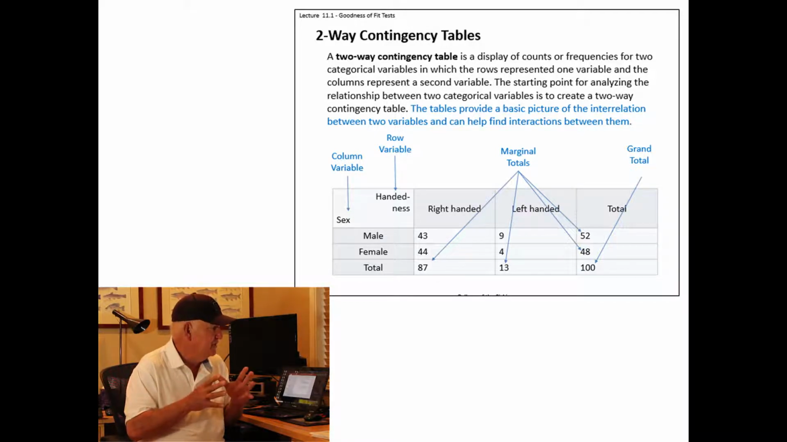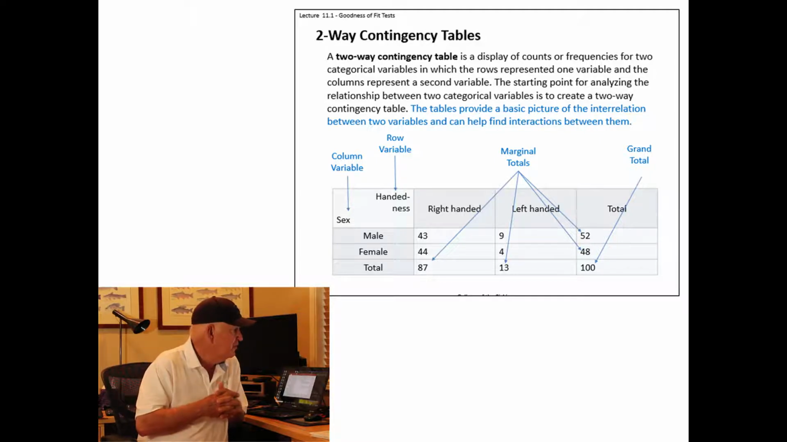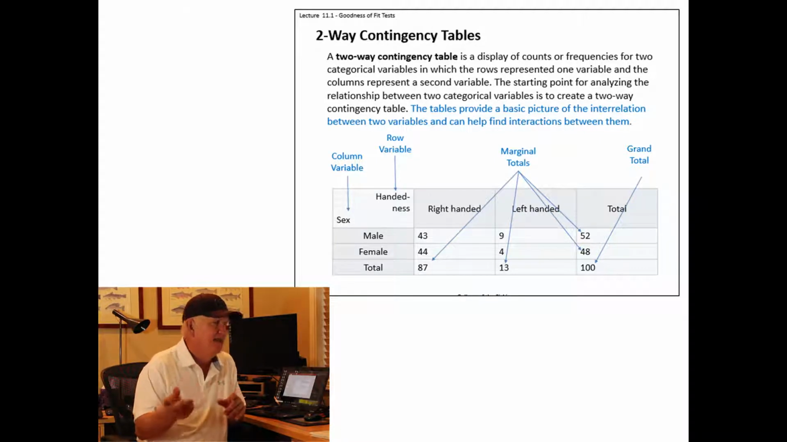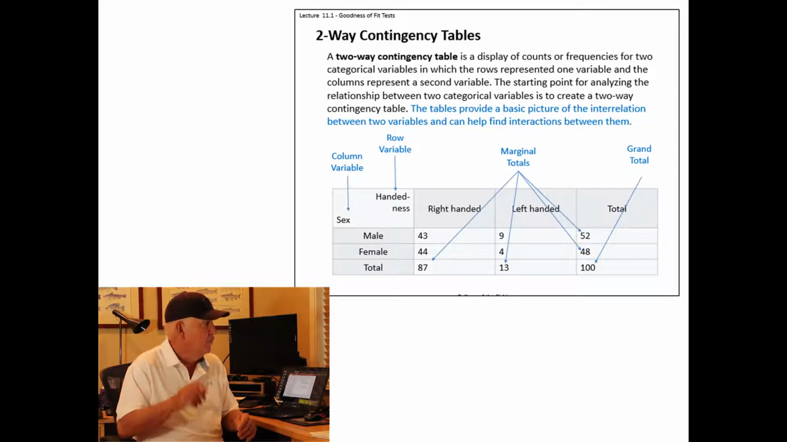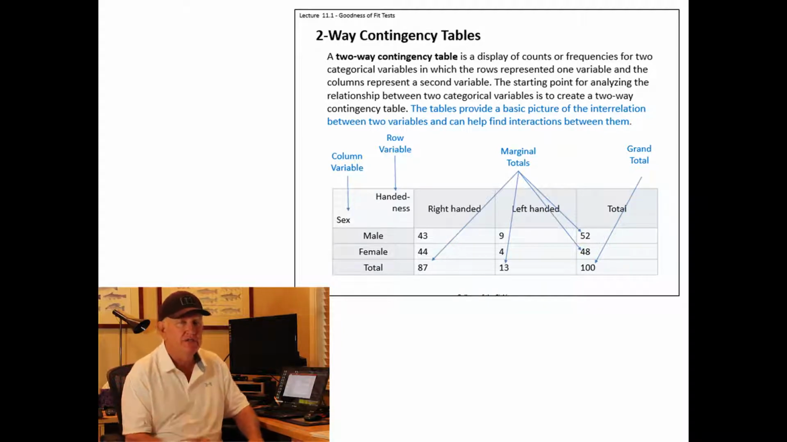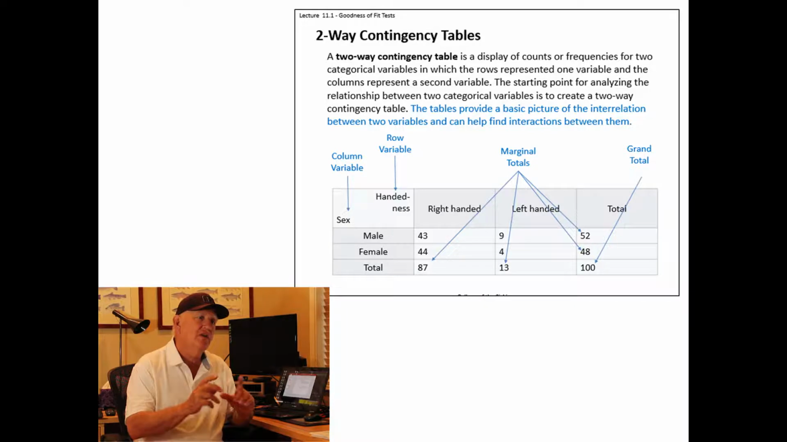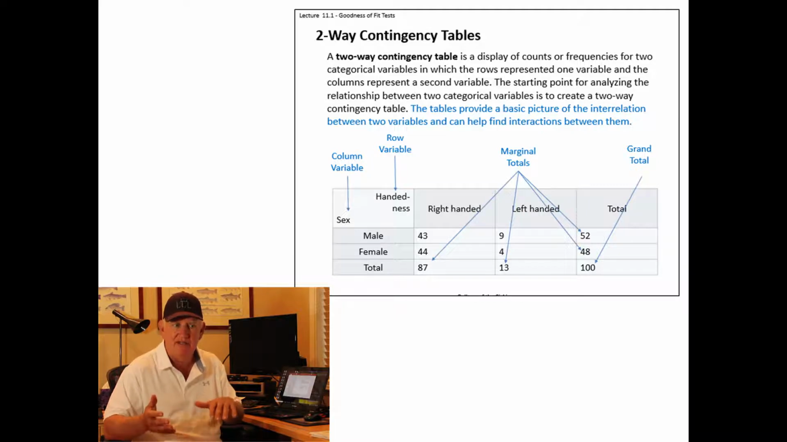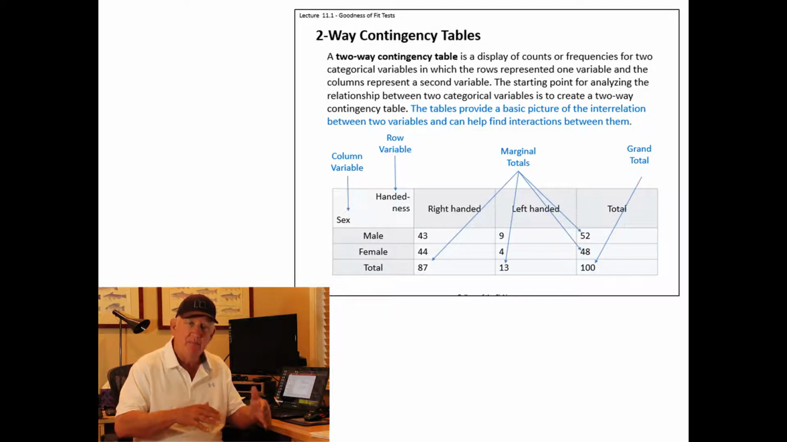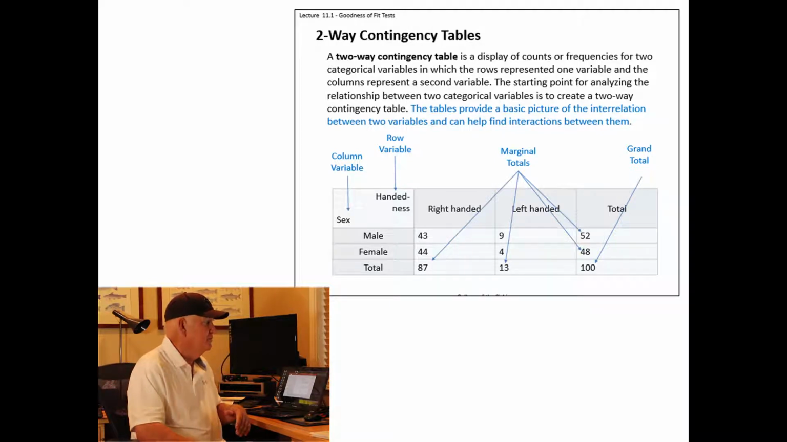And you've got some data here, and you can just sit back and let this run over you. You can see that there have been 100 people surveyed. 52 of them are male, 48 of them are female, 87 of them are right-handed, 13 of them are left-handed. What we're going to do with this contingency table is ask, is there a relationship between the row and column variables? That is, does left or right-handedness depend on whether or not you're male or female? That's the key word, depend. Are they independent, or is there some relationship between them?